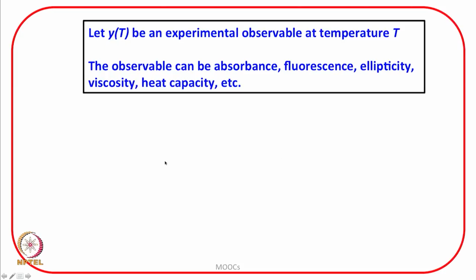Let me begin the discussion by taking Yt as an experimental observable at a temperature T, where Y is the property. It can be absorbance, fluorescence, ellipticity, viscosity, heat capacity, or any other property which depends upon temperature in case of proteins. Now, let us discuss some equations.